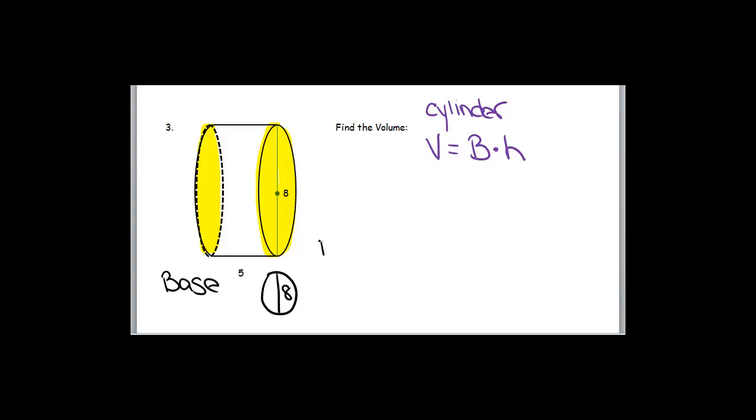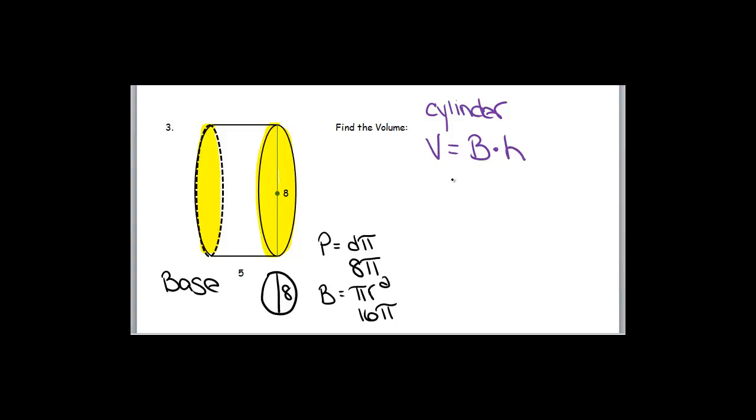So when we need P, P is the perimeter, which is the circumference, d pi. Our diameter is 8, so we have 8 pi. B is our area, which is pi r squared. Since our diameter was 8, that means our radius is 4. 4 squared is 16. So we have 16 pi.